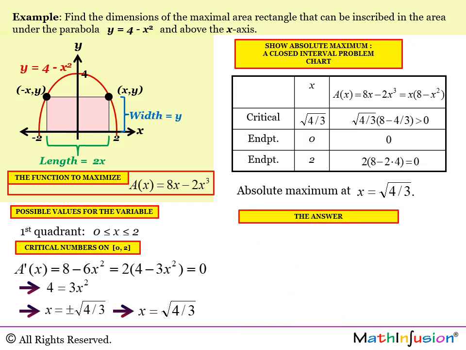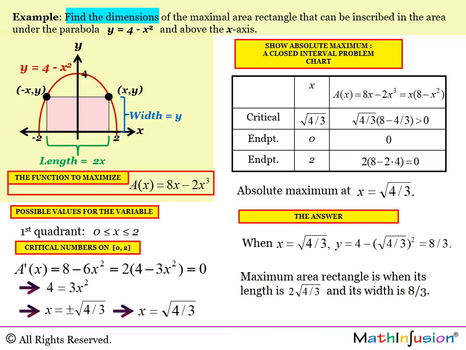Now you want to answer the question, and when you read, you have to find the dimensions. So this is only x, so let's find the value of y. When x is this, then because y equals 4 minus x to the power of 2, we get that y is 8 over 3. The maximum area rectangle is when its length is what? Look at the picture. The length is 2 times x, so it's 2 times the square root of 4 over 3, and its width is 8 over 3.